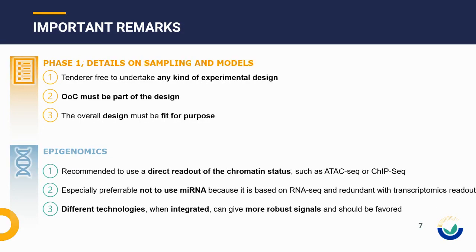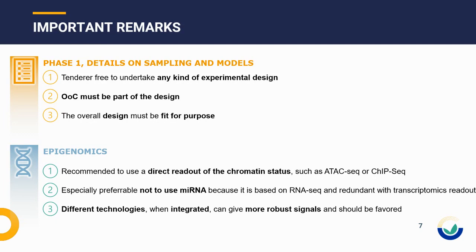Phase 1. Details on sampling and models. The tenderer is free to undertake any kind of experimental design. However, organ-on-chip must be part of the design and should be based on microfluidics. Moreover, the overall design must be fit for purpose.